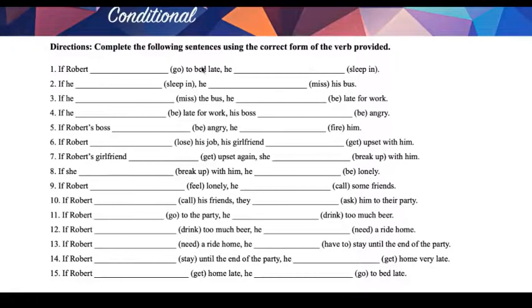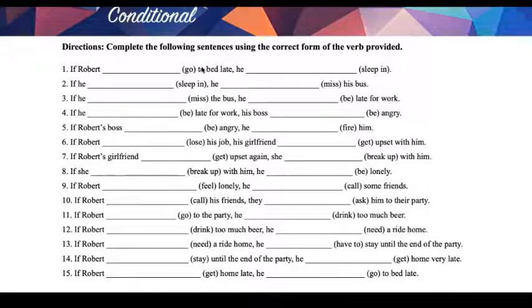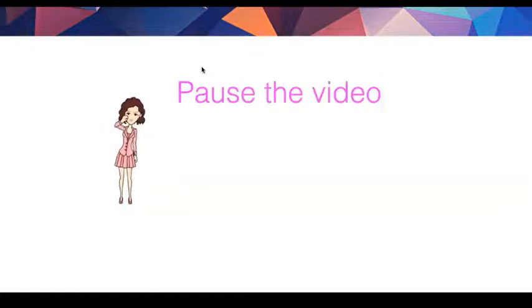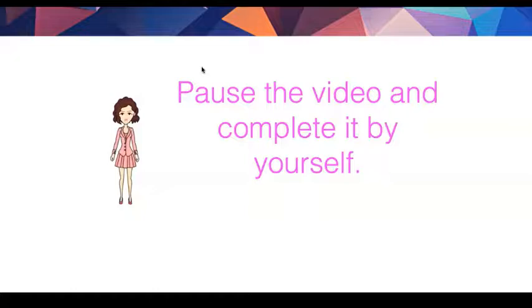First, we need to continue with this conditional. I'm going to show you this exercise that says complete the following sentences using the correct form of the verb provided. Here you have a really interesting sequence about Robert. This is a situation, a domino effect, that if you do something, that will be the consequence. I want to do this with you, but first you need to what, guys? Yes, you are going to pause the video and complete it by yourself. Okay, pause the video, guys.